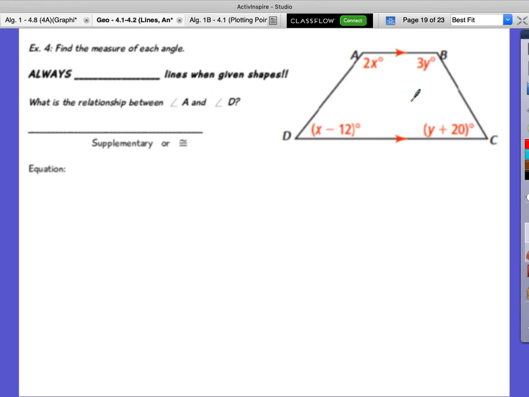Well, we can always extend the lines when given shapes. So here's what we're going to do with these lines. I'm going to extend them out. We're trying to find something between A and D, so I'm going to extend the lines there. Now if I look at this little section here, if I even cover up the right side, do I see two parallel lines cut by a transversal? Yeah, if I extend those lines out, and please extend those lines on your paper as well, then we can start seeing two parallel lines cut by a transversal. So what kind of angles are A and D here? This 2x and this x minus 12. What kind of angles are they?